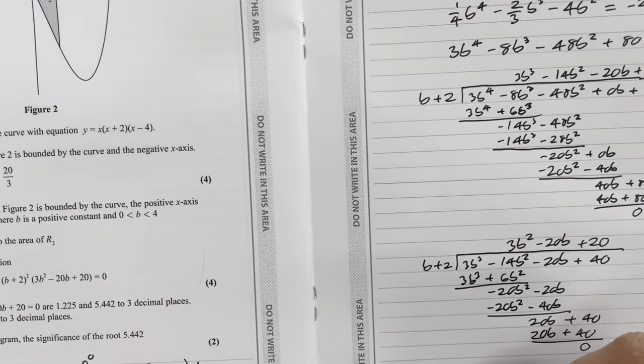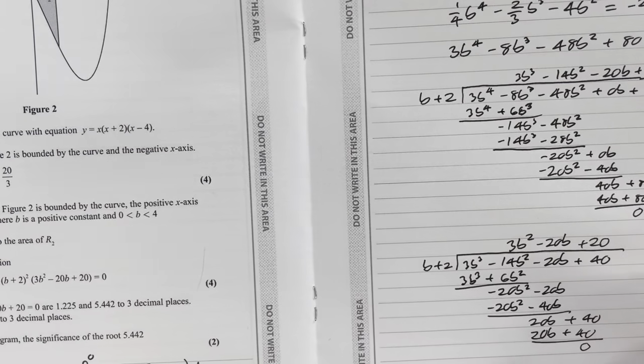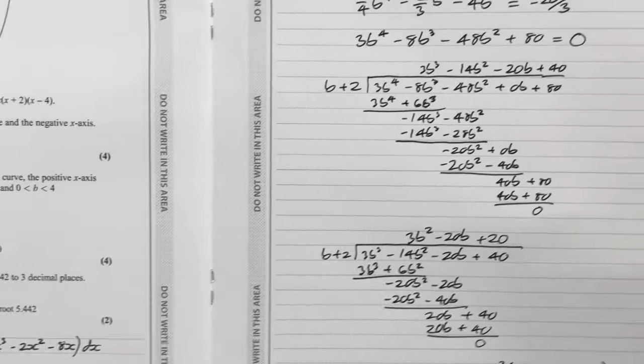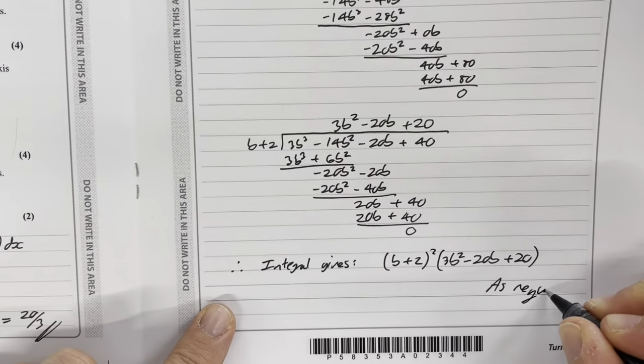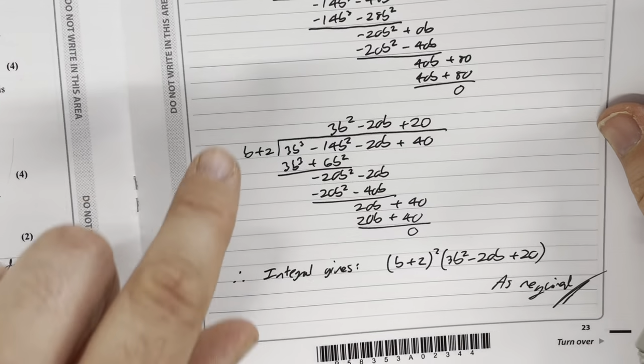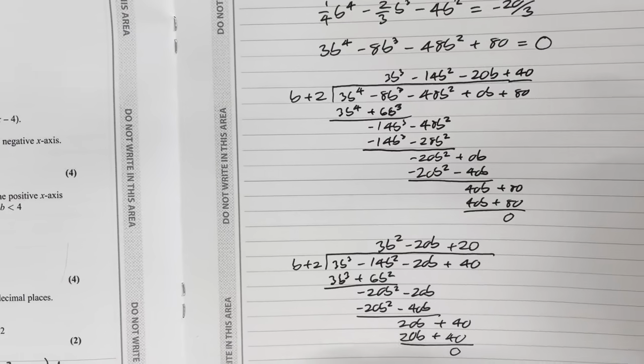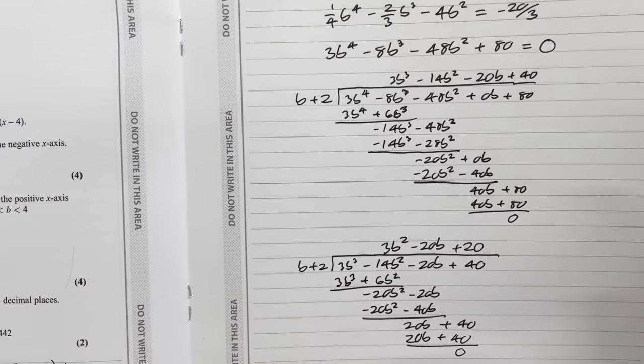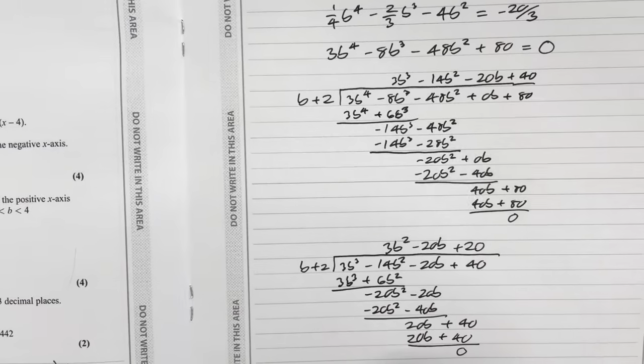So therefore, the integral gives b plus 2 squared into 3b squared minus 20b plus 20 as required. Okay. You don't have to do long divisions, but I think it's clear what you're doing. Just be careful for show that questions where the answers are in the question.